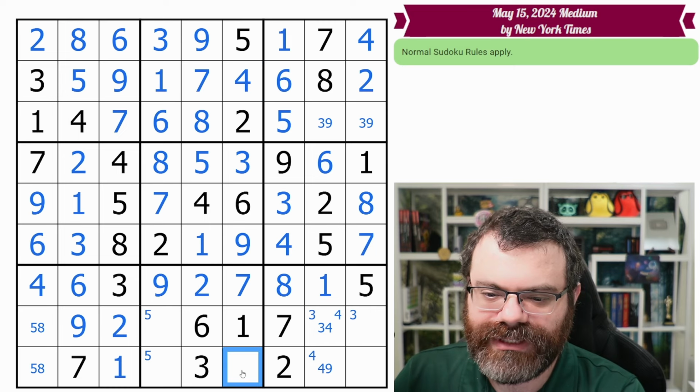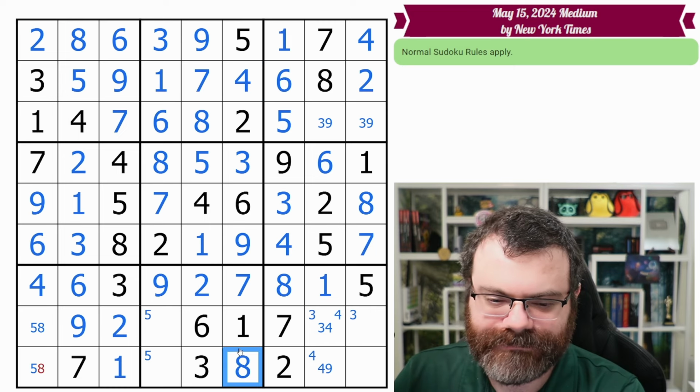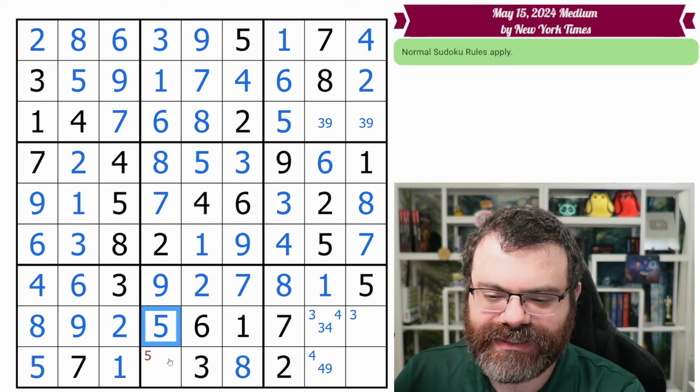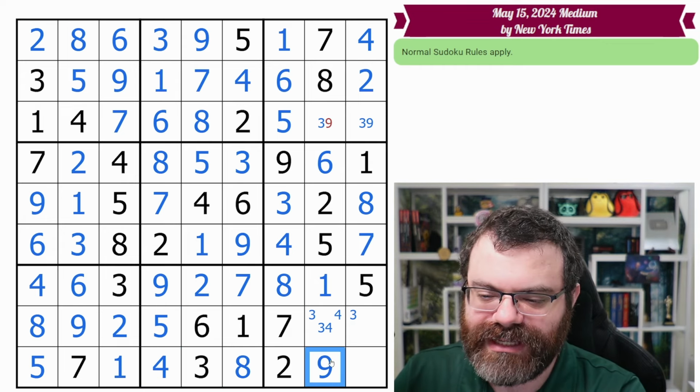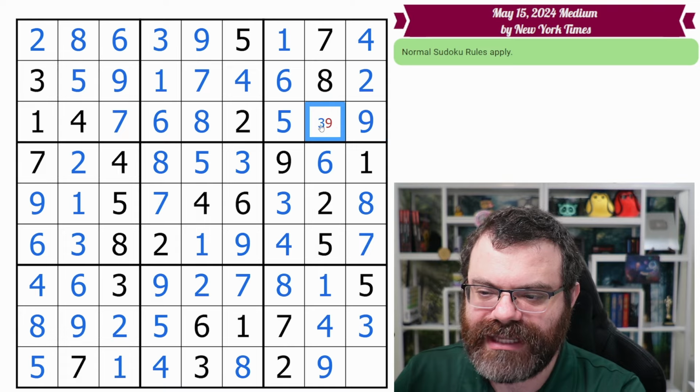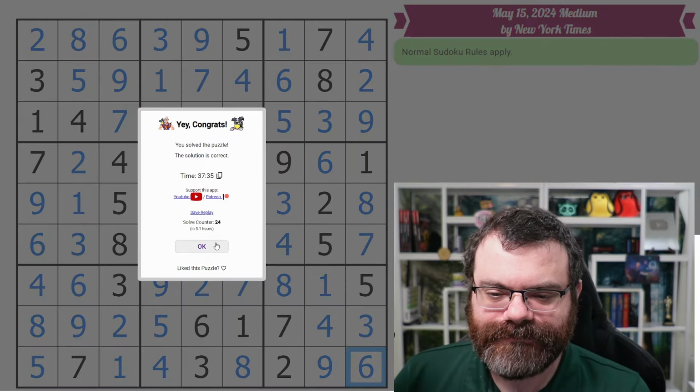This column is done. We need an 8. That gives us the 5 and the 8. That places the 5 in the box, and the final digit in this box is a 4. That gives us the 9, the 4, and the 3. Gives us the 9 and the 3. Last digit's a 6, and we're done.